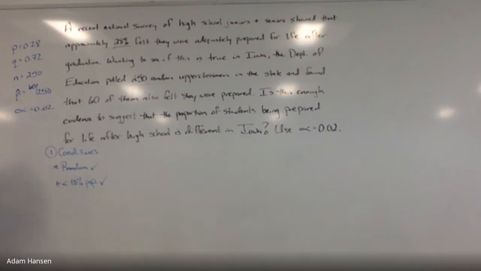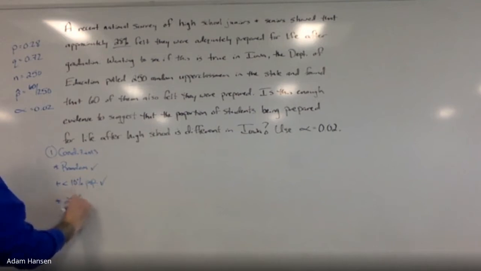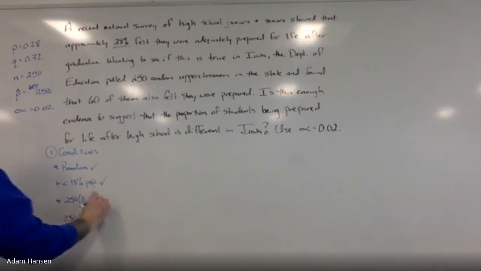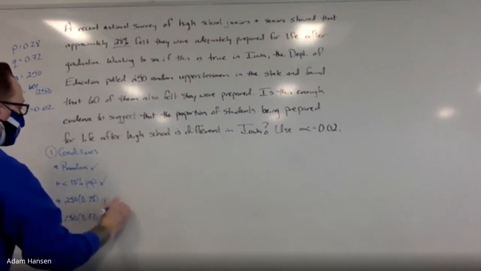Now let's check the success-failure condition. I need to expect in my sample of 250 at least 10 students that felt like they were prepared and 10 students that didn't. So take the sample size 250 times both p and q to tell you how many students to expect that fall into each of our two categories. They're both more than what? 10. I have at least 10 successes and 10 failures.